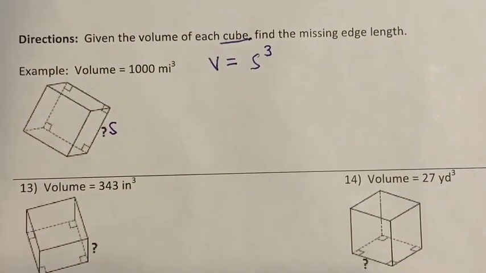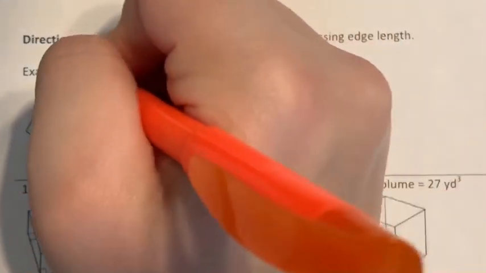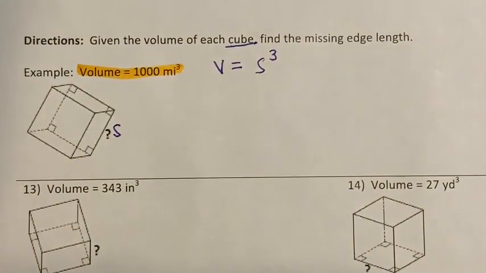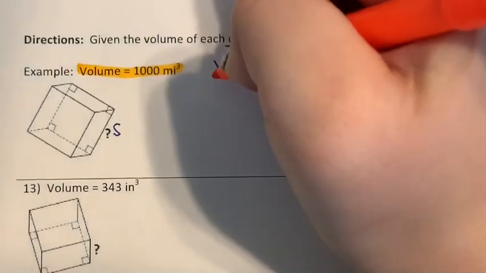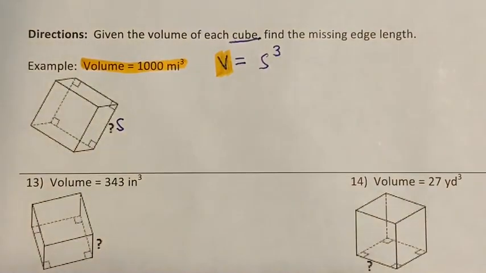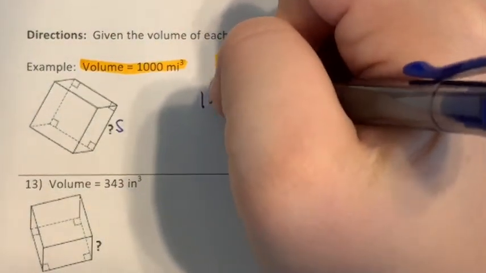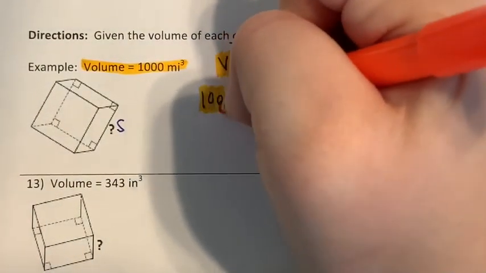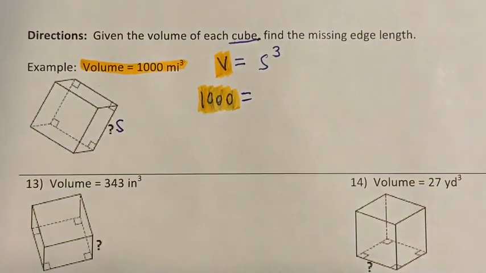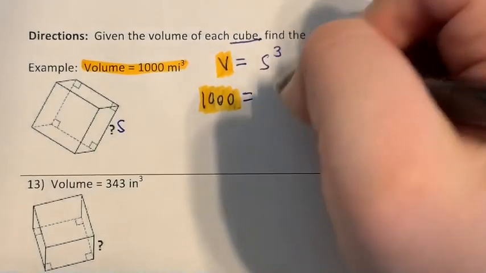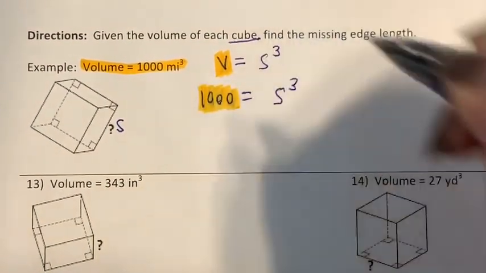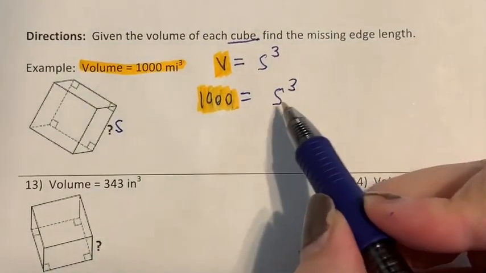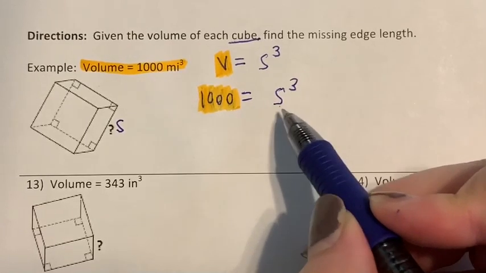So let's plug in what we know. The problem tells us that we have a volume that we can plug in. Our volume is 1,000 cubic miles. So that's what I'm going to plug in for my volume here. So I can plug in 1,000 for my volume. Again, I have nothing to plug in for S. S is my unknown. That's what I'm trying to find. So I will still write S cubed here. And I'm almost done. This is S to the third power.